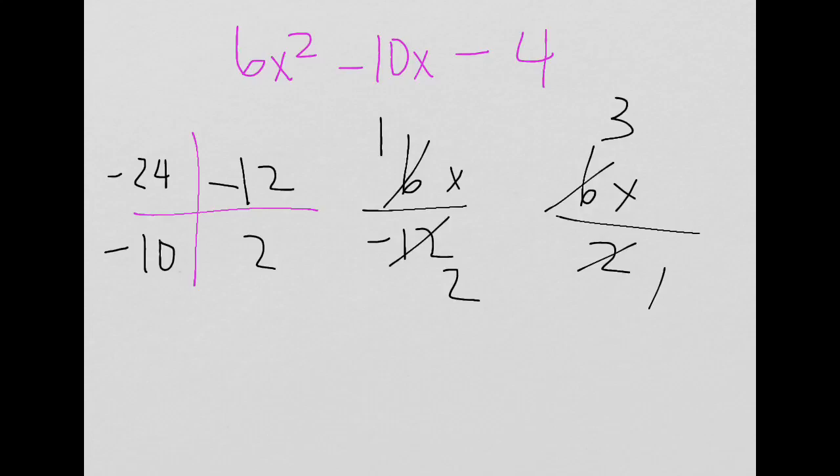So let's look at that. What's my first parentheses going to be? 1x minus 2. What's the other one going to be? 3x plus 1.